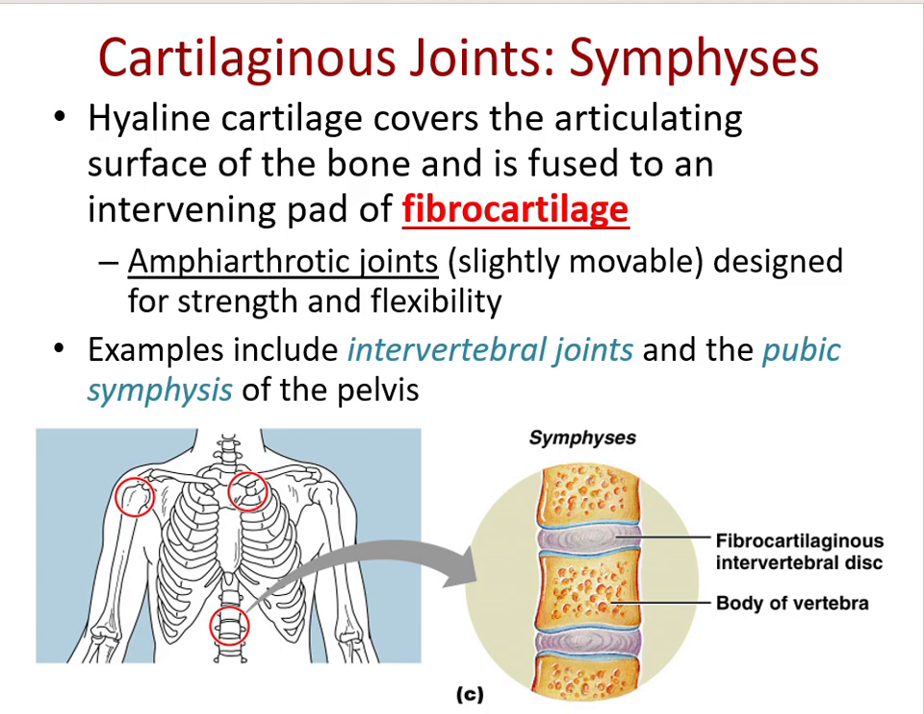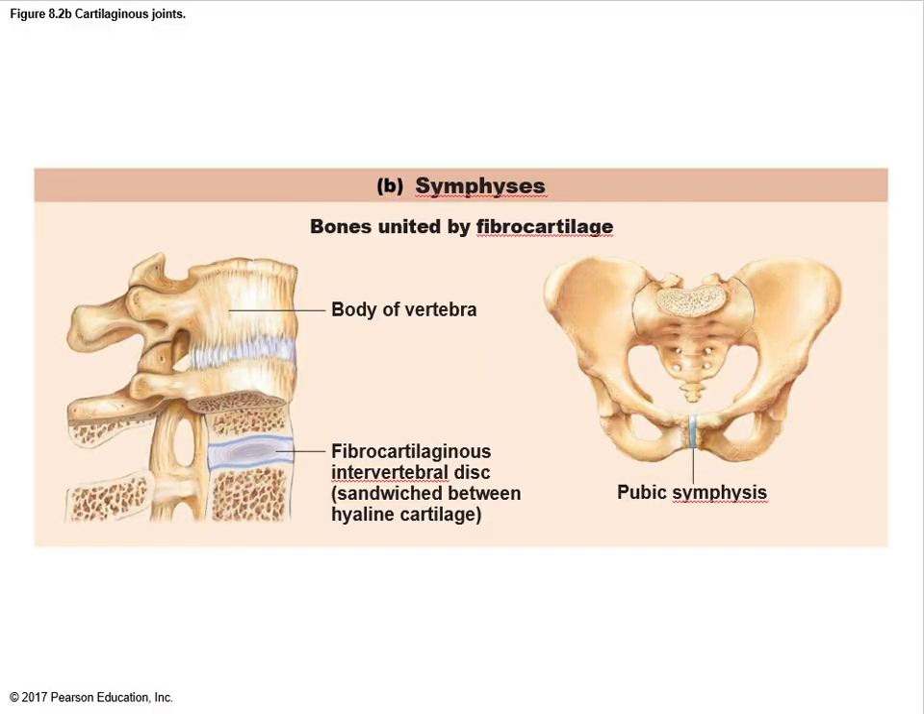The pubic symphysis is a location for a pad of fibrocartilage on the anterior surface, or anterior articulation, I should say, of the hip bones, of your pelvic bones. Here we can see on the right the pubic symphysis, that pad of fibrocartilage that is allowing the two hip bones to articulate or form a joint at the front, or their anterior articulation. And we can also see a fibrocartilaginous intervertebral disc shown on the left.